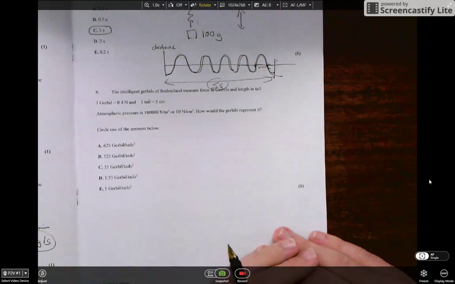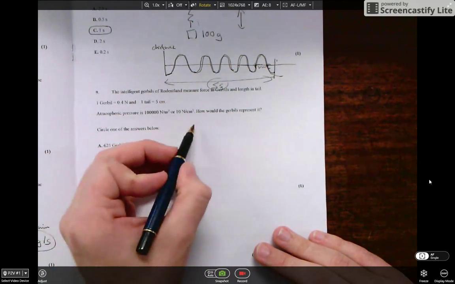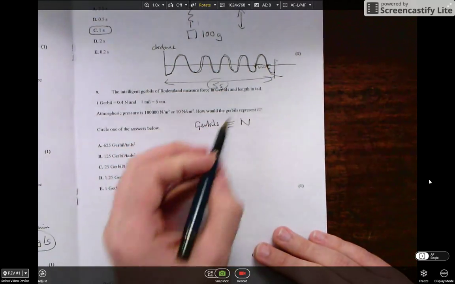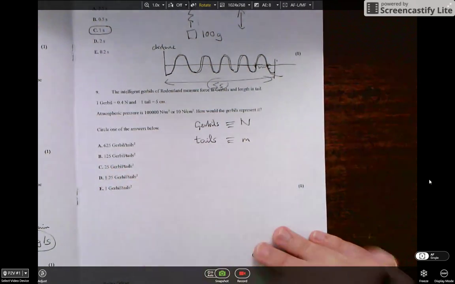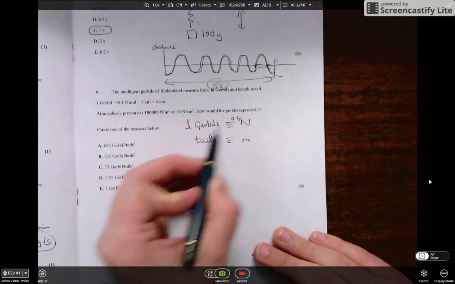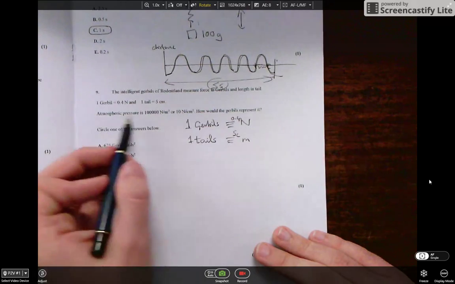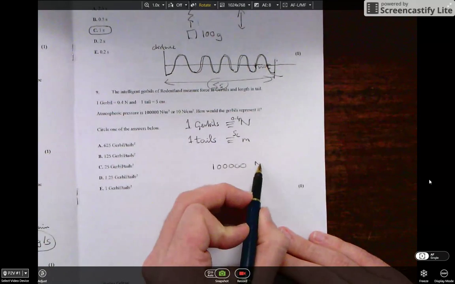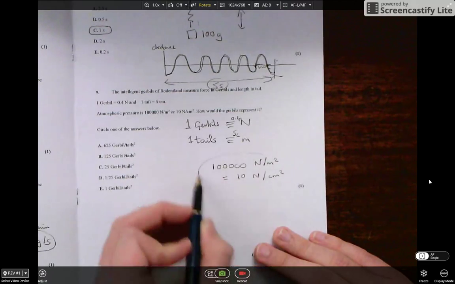Finally, for question 9, this question's about units. So if we've got force in gerbils, that means that gerbils is a bit like the Newton for us, and length is measured in tails. So that's a bit like the meter for us. It tells us that, in fact, 1 gerbil is 0.4 newtons and 1 tail is 5 centimeters. Atmospheric pressure for us is 100,000 newtons per meter squared, or 10 newtons per centimeter squared. So these two are the same.